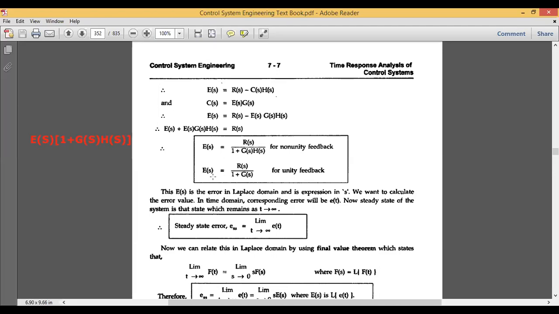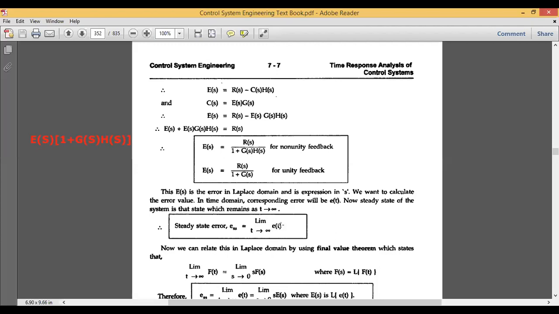Now, if I want to calculate the error value in the time domain, since it is now in the s domain or the Laplace domain, then E(s) will become E(t). Now, if you want to find the steady state error for this particular E(t), it is given by the formula for the steady state error e_ss. ESS here represents steady state. So the steady state error is equal to the limit t tends to infinity of E(t). Here E(t) is my error signal, and we need to find the steady state for it.